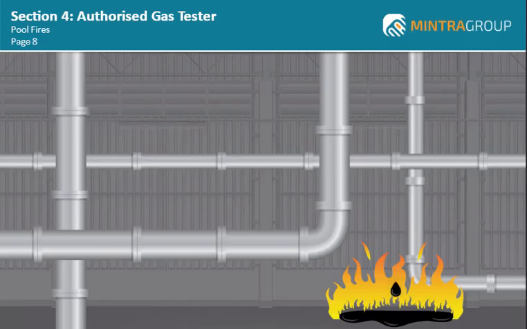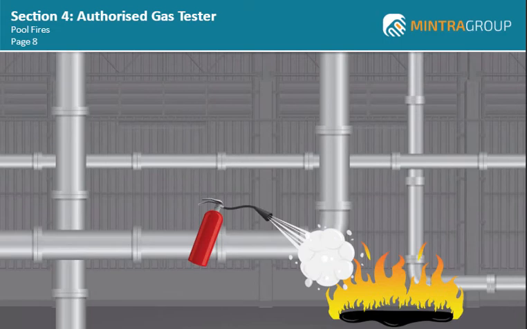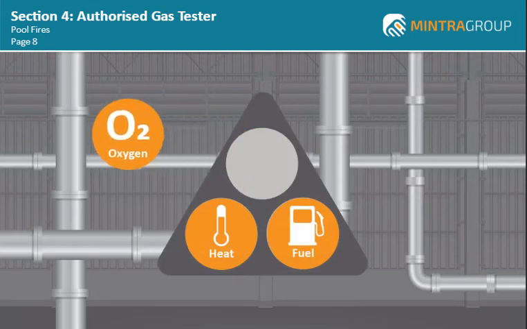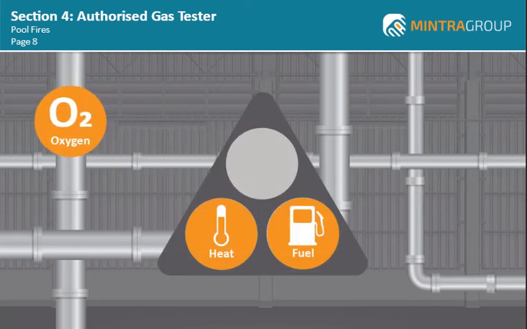Pool fires usually take place when hydrocarbon liquids are released under low pressure. The fuel will pool, continue to feed the fire, and keeps it burning. Therefore, the best method to extinguish this type of fire is to apply a foam blanket and smother it. Remember, this will remove the oxygen and break the fire triangle.